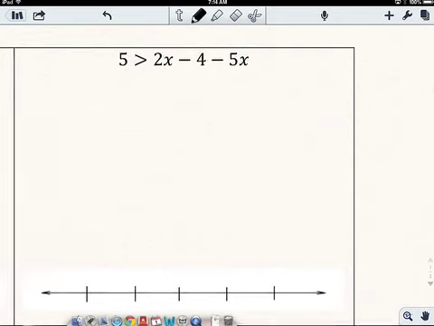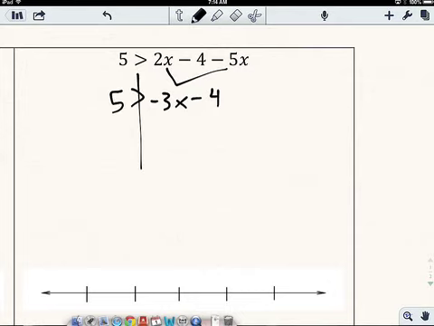5 is greater than 2x minus 4 minus 5x. So I'll draw my line. I notice that there are two terms that have x's in them. And so I'm going to go ahead and combine those terms. So I see 2x minus 5x. Make sure you remember to notice that that's minus 5x. So I get negative 3x minus 4 and the same symbol with 5 on the other side.